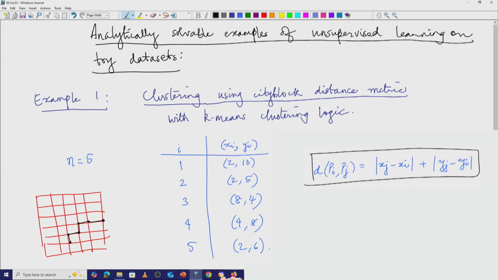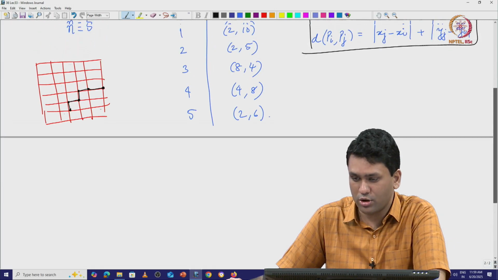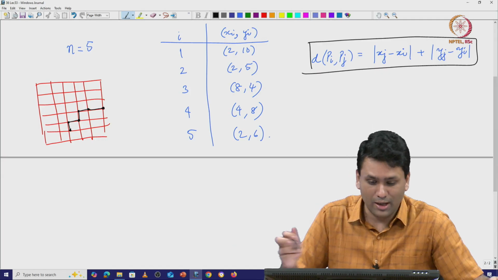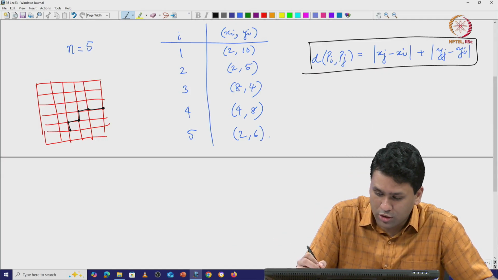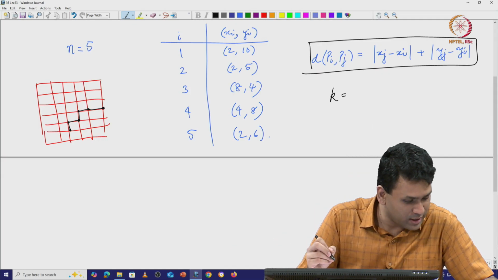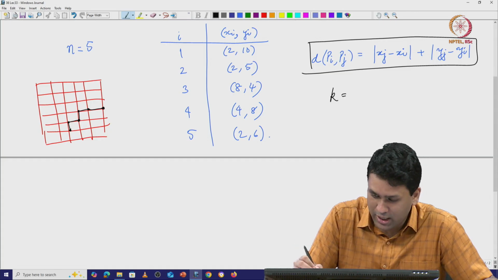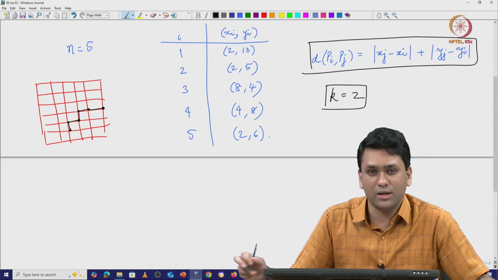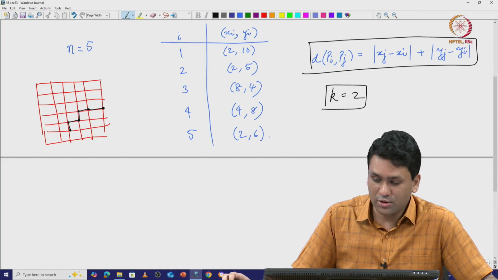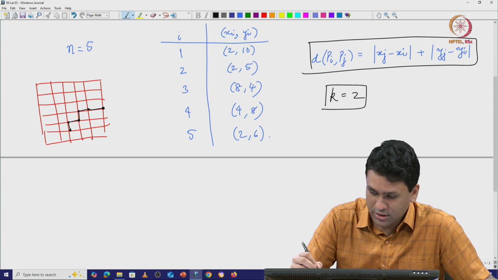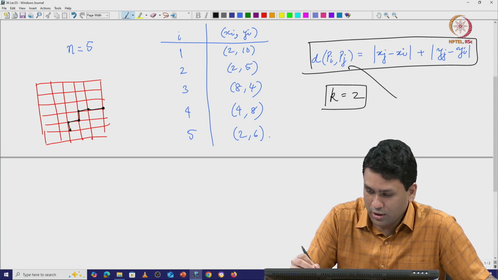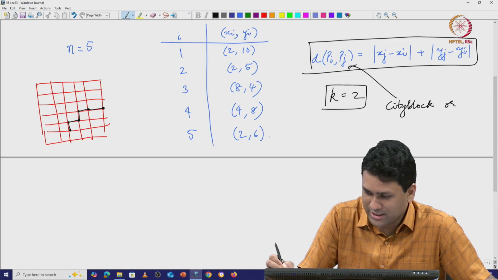Alright, so that is the equation for the city block distance, and that is how we want to do clustering. So here we want to group these into 2 clusters. So k is 2 here, so we are doing slightly unconventional clustering using the city block distance. So this is the equation for city block or taxi cab or Manhattan distance.